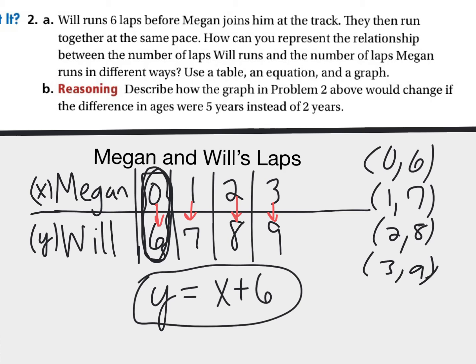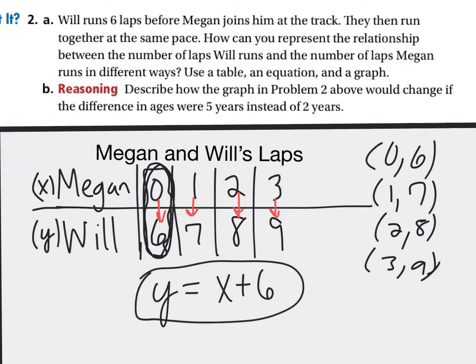We can connect the points because they could have run part of a lap at any certain point in time. When you graph that, make sure you label the x-axis as Megan's laps, the y-axis as Will's laps, and then just draw a straight line.